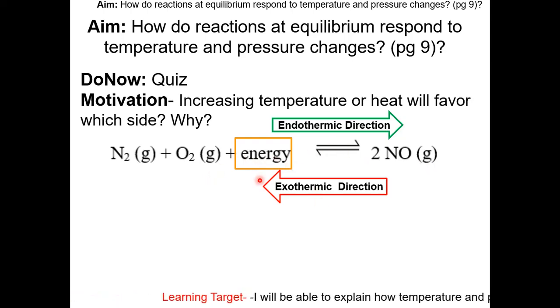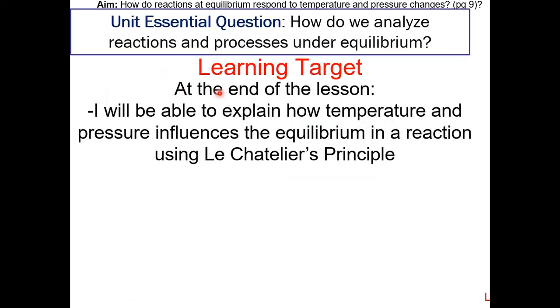From the previous lesson, whenever we add or increase something, equilibrium shifts to the opposite side. Since energy is on the reactant side in this equation, it will shift to the product side, which is the endothermic reaction and direction.